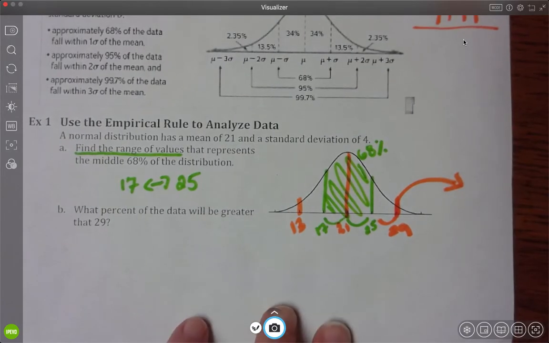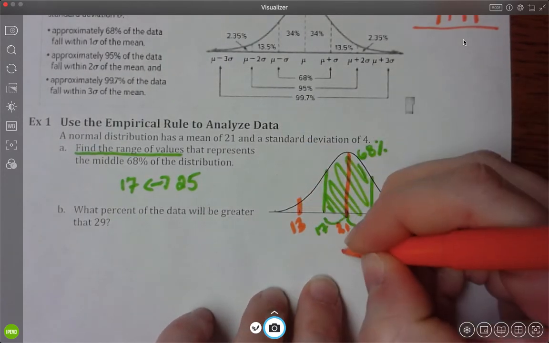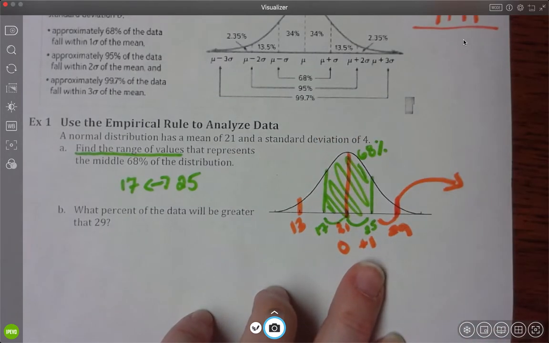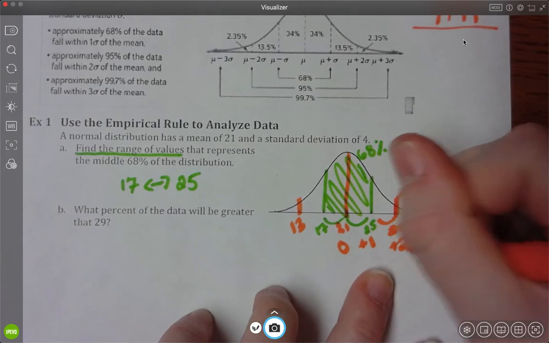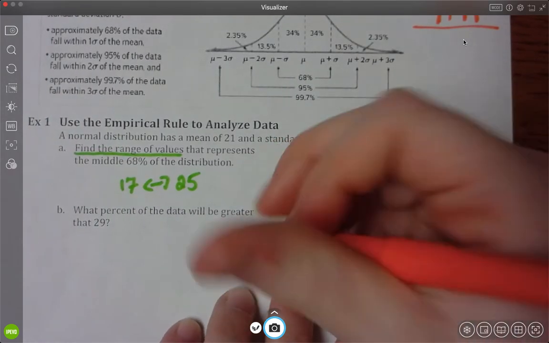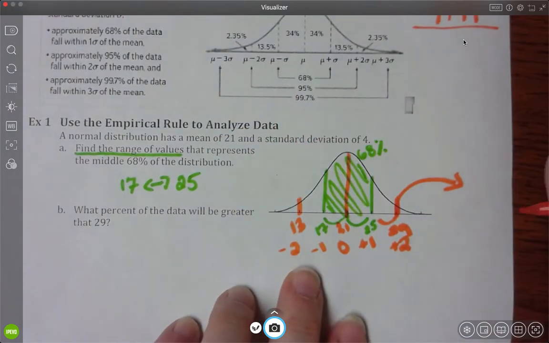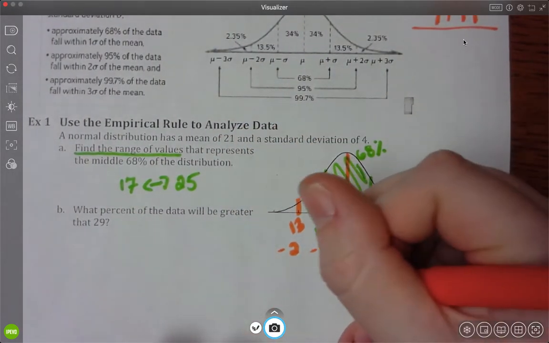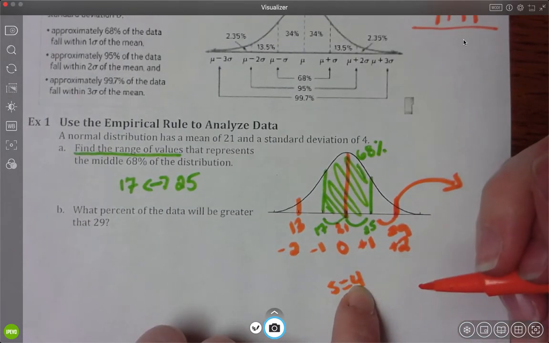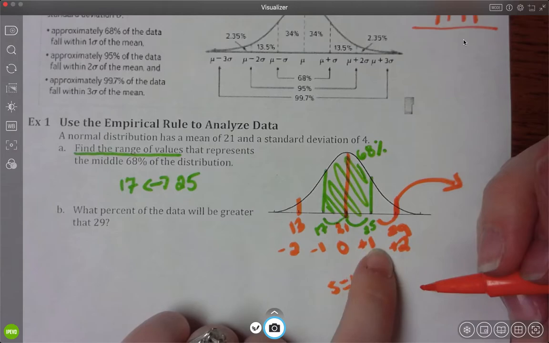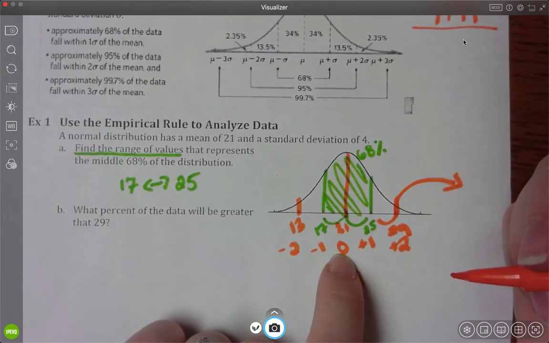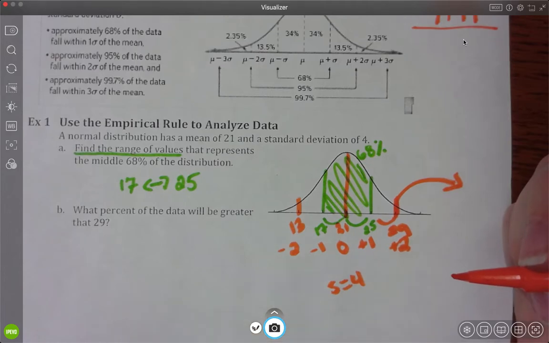If you think about standard deviation, like the middle number being 0, this one I've added 1 standard deviation, this one I've added 2 standard deviations. Here I've subtracted 1, and here I've subtracted 2. Basically, if my standard deviation was 4, I added the number 4 once to get 25, and I added 4 twice to get 29. That's another way to think about it.